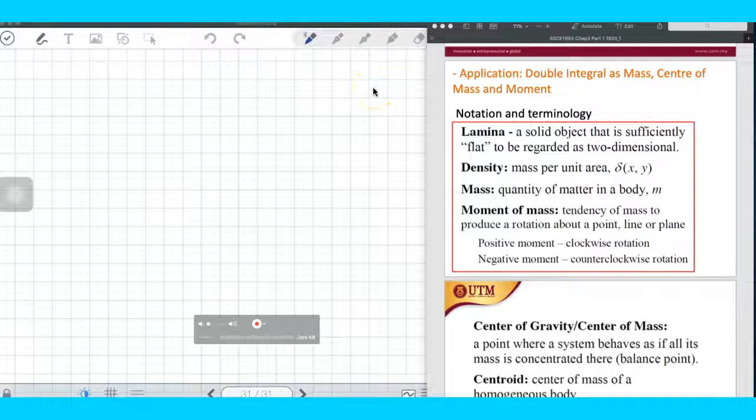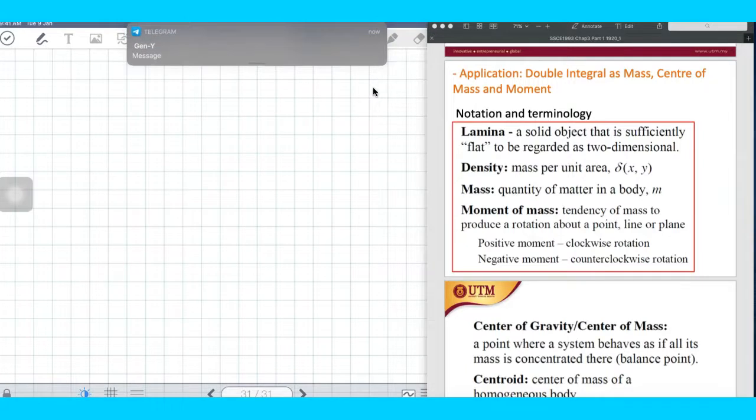So we look at the next example. From the previous video, we have looked at the two applications using the double integral in polar and in Cartesian, where you can evaluate the area of the region and also the volume of a solid using double integral in polar or in Cartesian.